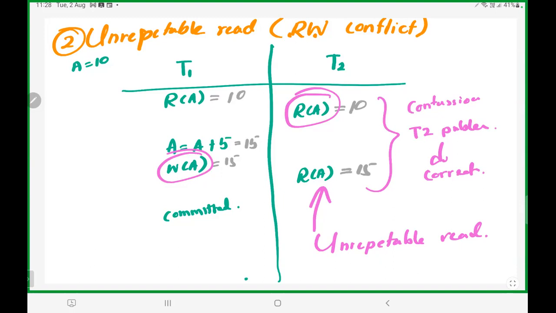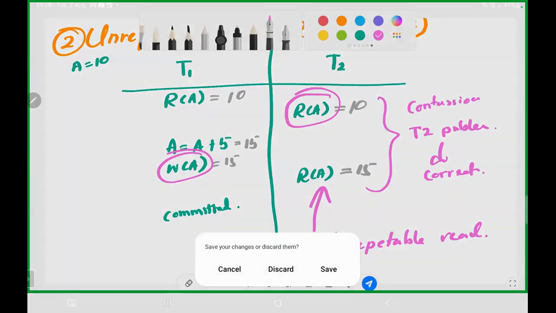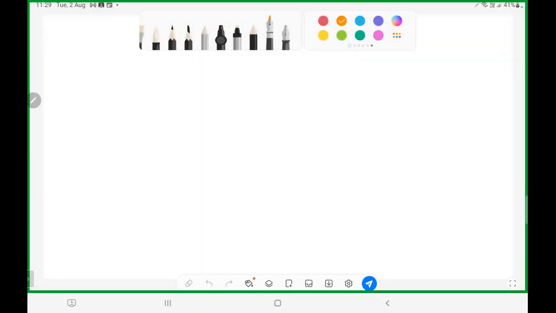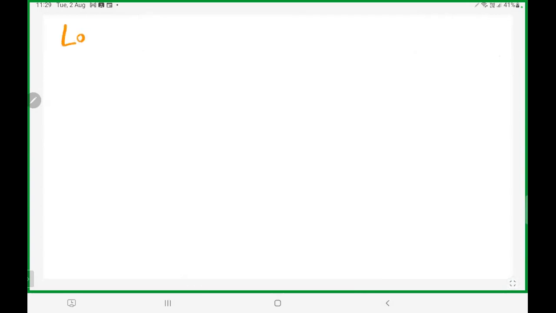Any problem? You can ask. Do you have any problem regarding that? Right. Let's move to the last conflict. That is lost update, a write-write conflict.